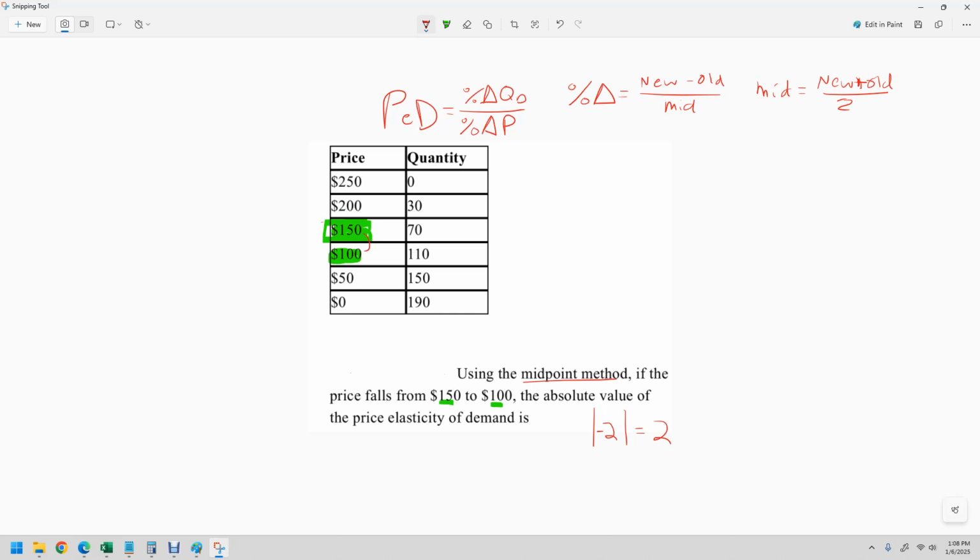Like if you look at these two, the midpoint between those two is 125. And the midpoint between these two is 90. See, we didn't have to do anything real fancy. Usually that's the way it works. So what I like to do when calculating this is to say, I've written out the formula there. I'm going to use the quantity first. So I'm going to go up here. So I go 110 minus 70 over that midpoint, which is 90.